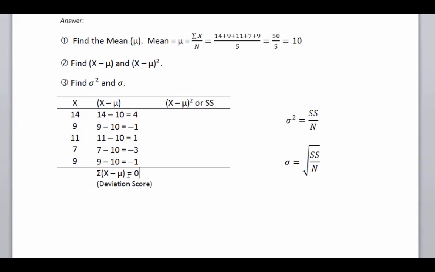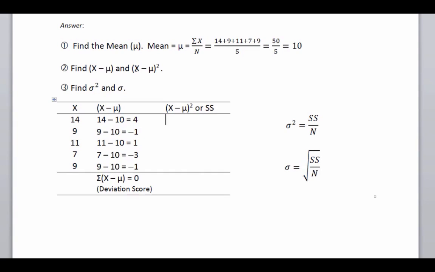And that actually is what we want every time to make sure that we perform these calculations correctly. If we don't get a 0 for this value when we sum these up, then something went wrong and we want to go back and check our answers. And as a review, this value here, x minus mu, is known as a deviation score. And it indicates how far a given x value deviates or departs from the mean. 14, for example, deviates from the mean of 10 by 4 points. And since it's positive, that means it's 4 points above the mean. 9 deviates from the mean of 10 by 1 point. And since it's negative, that tells us it's below the mean, and so on.